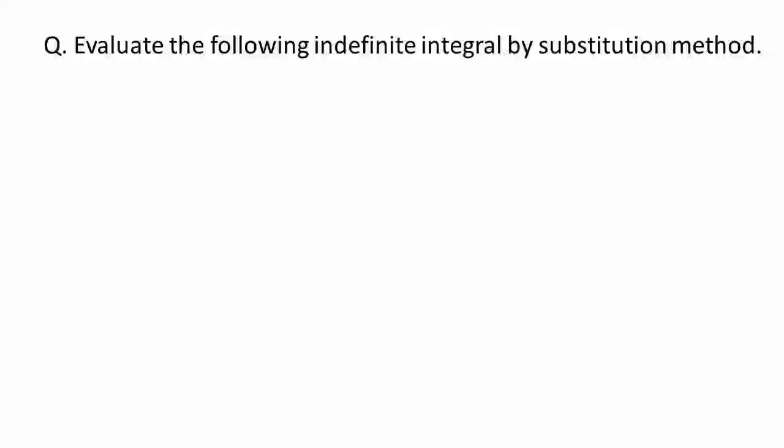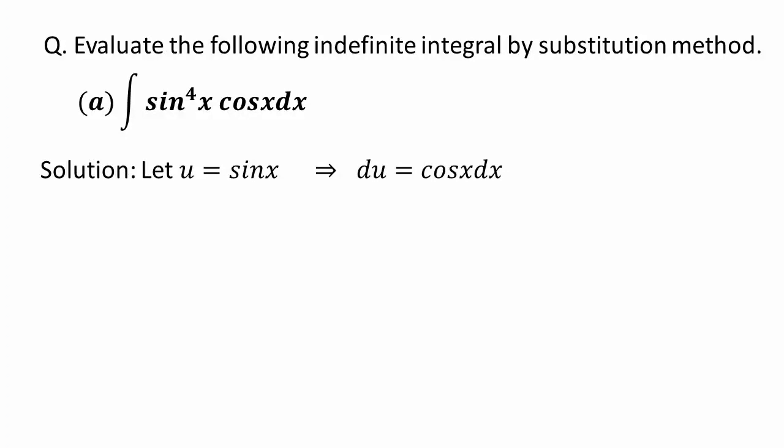Evaluate the following indefinite integral by the substitution method: integration of sine power 4 x cos of x dx. Let u be equal to sine x. Differentiating with respect to x, du is equal to the derivative of sine, which is cos of x dx. Now put these values in the above function. Sine x is equal to u, so u power 4, and cos x dx is equal to du, so u power 4 du.